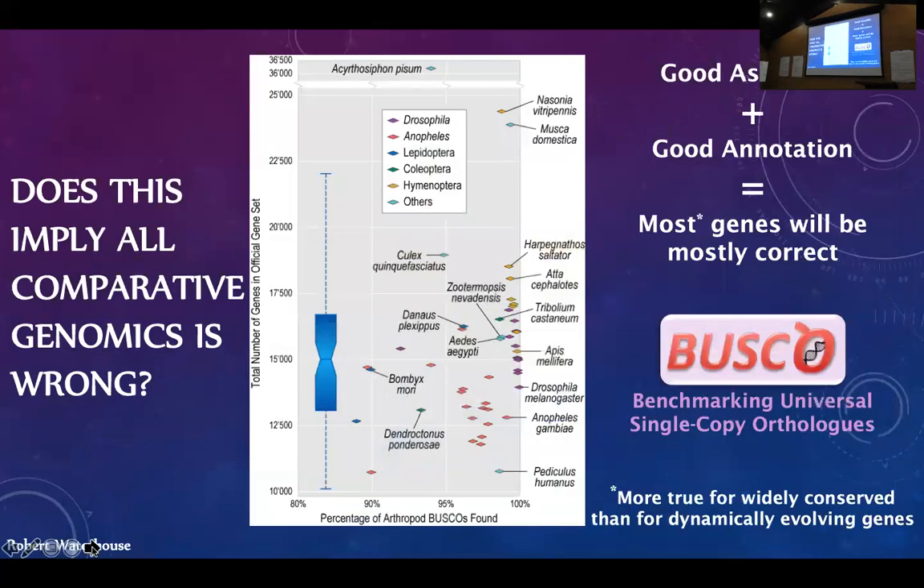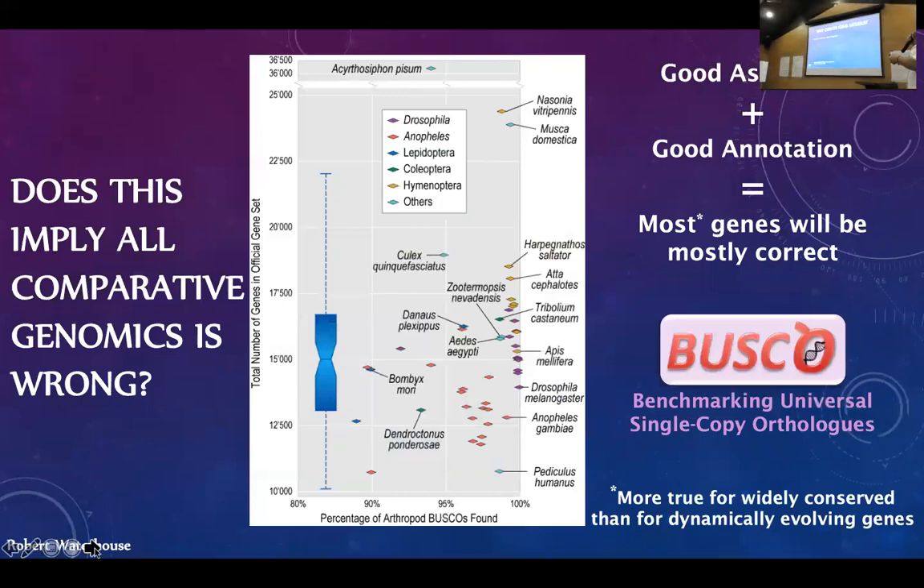But this doesn't mean that all comparative genomics is wrong, right? Of course, there are things that we're capable of doing with the gene sets as they come out of the pipeline. A good assembly and a good annotation process tell us that most genes will be mostly correct. And this is more true for widely conserved genes than for those that are dynamically evolving.